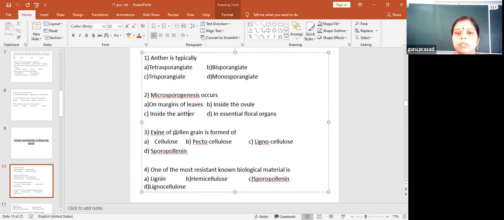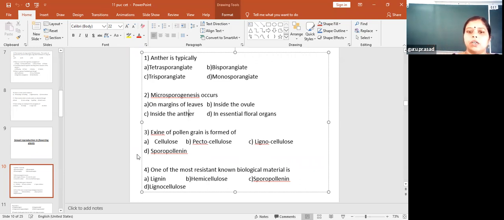Okay, next, question number 3. Exine of pollen grains is formed of what? First we have to come across what exine is. Just recall, it comes in the structure of the pollen grain. The outermost structure of the pollen grain consists of a hard layer called exine. This exine is made up of a strong organic material called sporopollenin. Here and there, the sporopollenin deposition is absent, and that area is called germ pores, through which the pollen tube will enter the outside region.